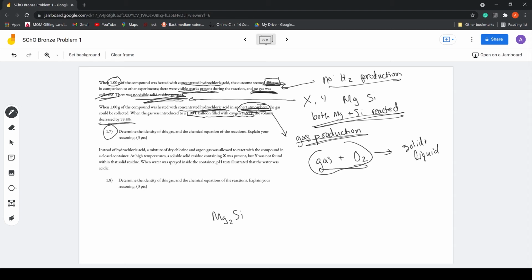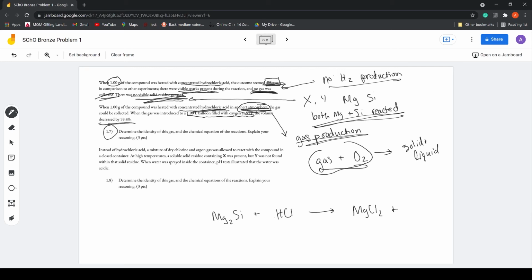So let's just write Mg2Si, right? That's our compound. React this with HCl. We form MgCl2. And generally this should be 2HCl. Before, we had hydrogen gas being produced, but now we're not having hydrogen gas being produced. We're having something else be produced. And what else is being produced? Actually, I won't balance this equation just yet because we want to figure out what else is being produced.